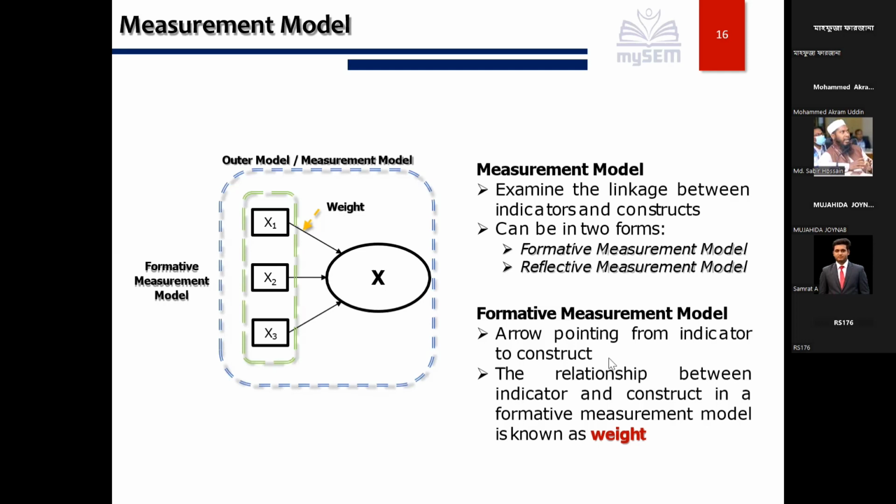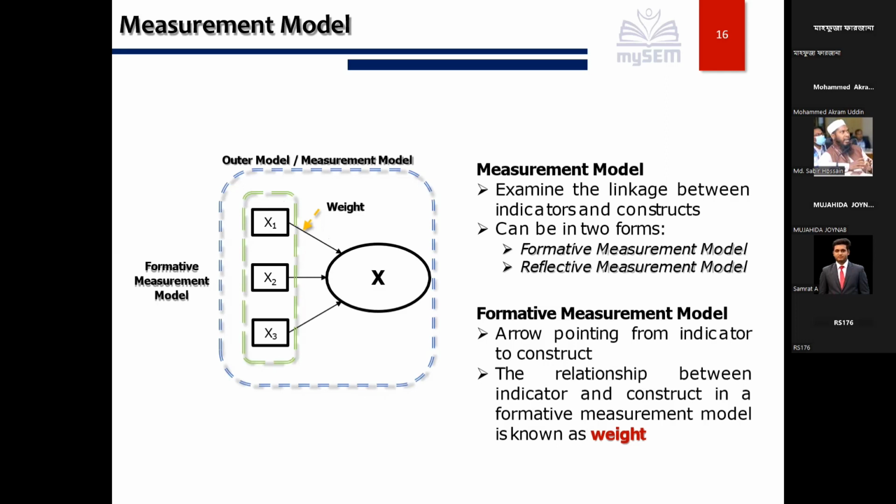Also, another thing. See another graphical difference: the pointing arrow, where is it coming from? It is coming from the indicator to the construct. These three things are forming this work-life balance.